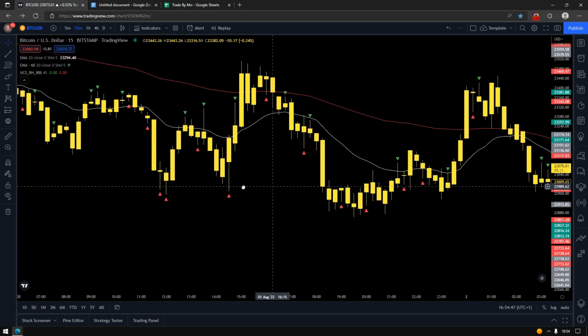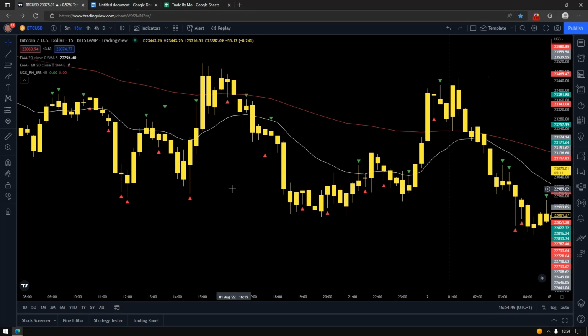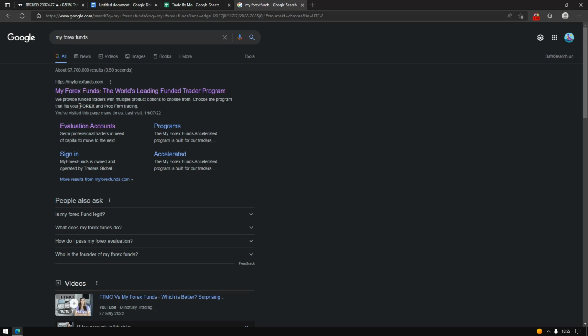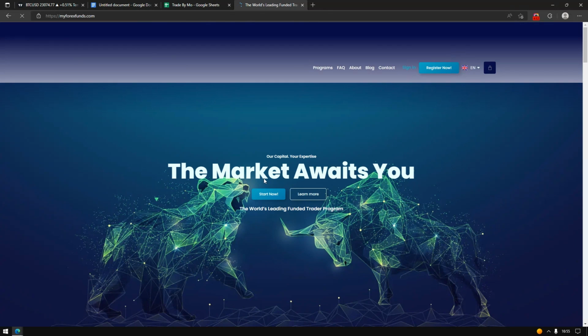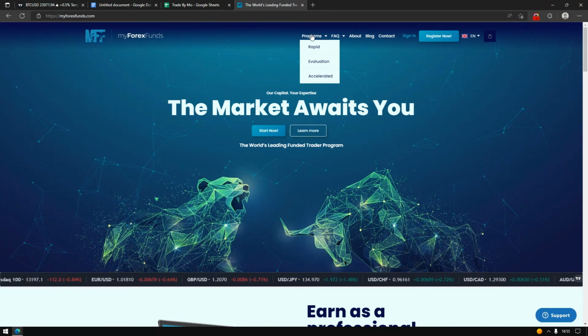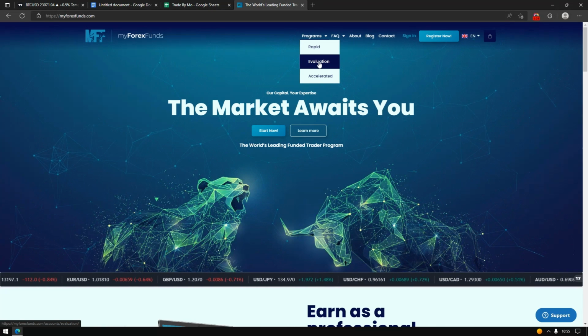So for this method to work, you're probably wondering, what are we spending our $49 on? I'm going to show you now. We want to go to Google and type in My Forex Funds, and it's this top one here. Basically, this is just a funded trader program that allows you to purchase more capital on a demo account. I'll explain. So we want to go for an evaluation account.